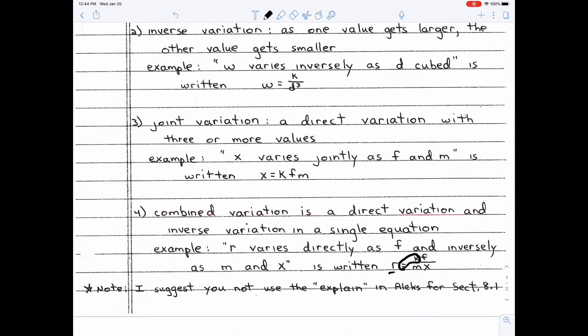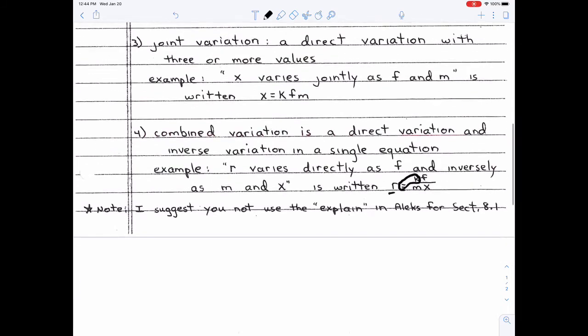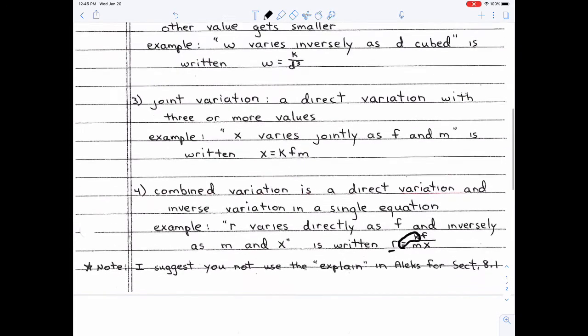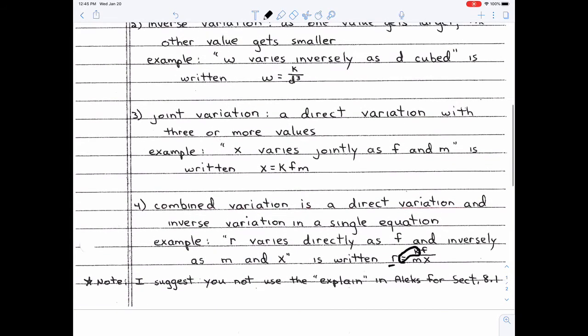And I really want to emphasize that you not use the explain button in ALEKS. I don't know why I mentioned it for section 8.1, but that's interesting. But this is section 8.5. So I suggest you not use it for section 8.5.